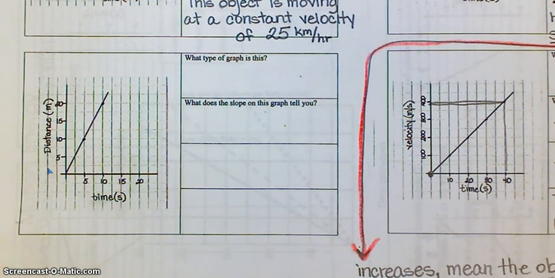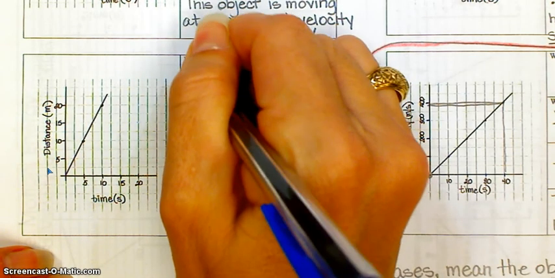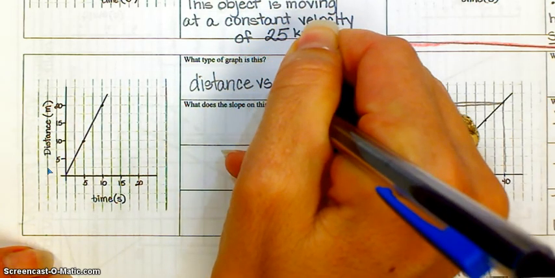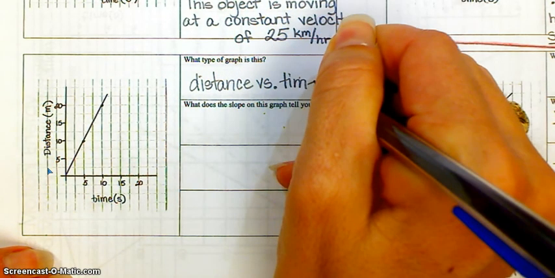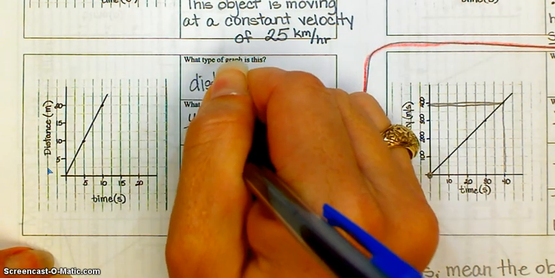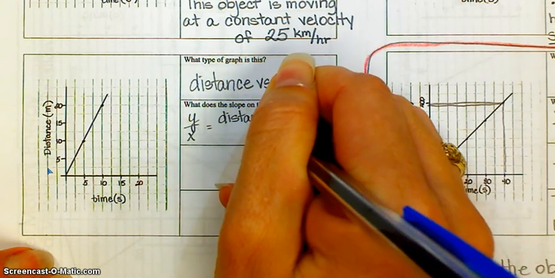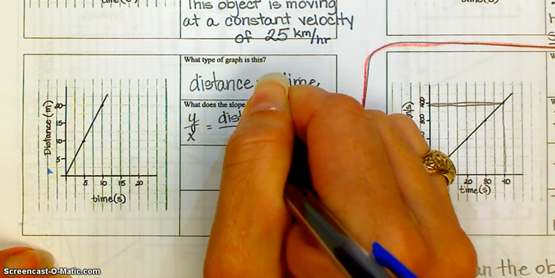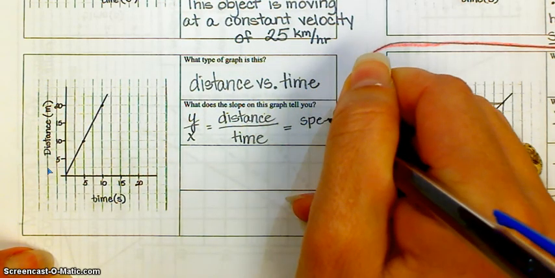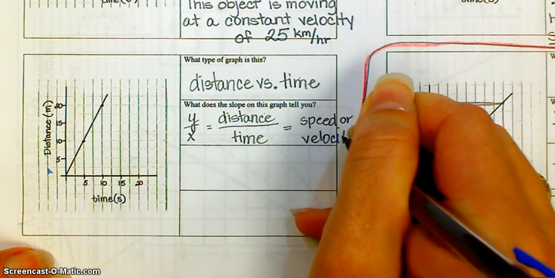What type of graph is it? Yeah, it's another distance versus time graph. Okay, so what does the slope on this graph tell you? Yeah, good. Because again, your y values are distance, x values are time, so your slope is going to be speed or velocity. Okay?